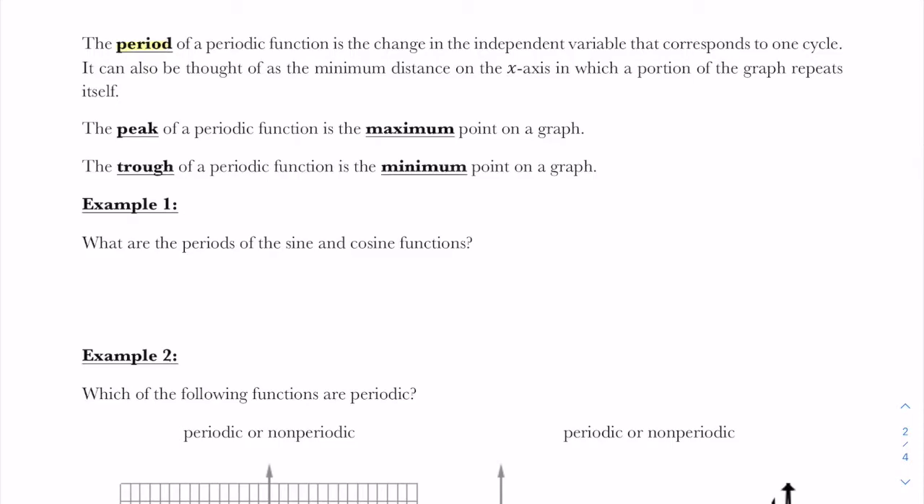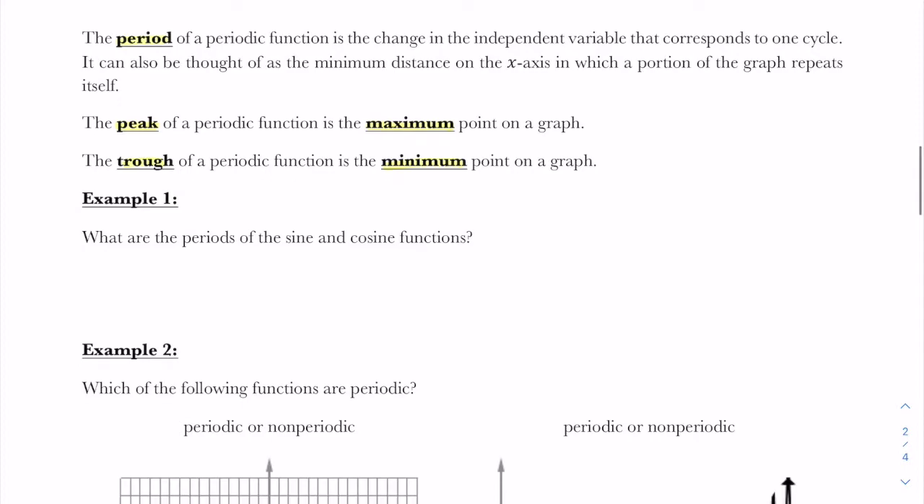Next up, we define the peak of a periodic function to be the maximum point on a graph. And similarly, we define the trough of a periodic function to be the minimum point on the graph. I just want to mention that because periodic functions repeat themselves, they're going to have many maxima and many minima. Compare that, for example, with a parabola, which only had one maximum or one minimum. In the picture that I'm sketching, we see that this parabola has one maximum value only at the vertex, but the sine function will achieve many maxima throughout its domain.